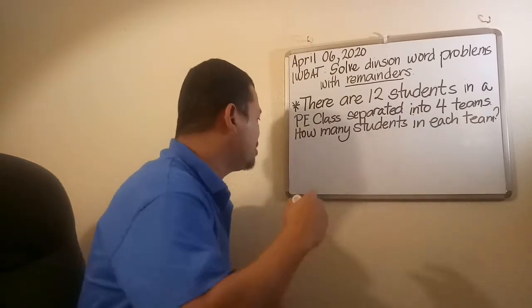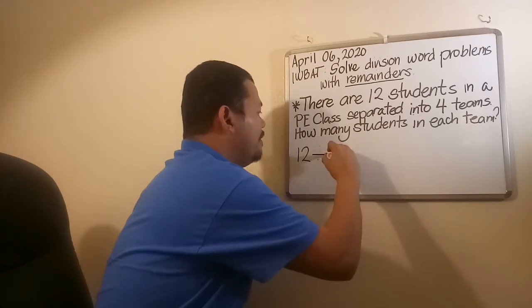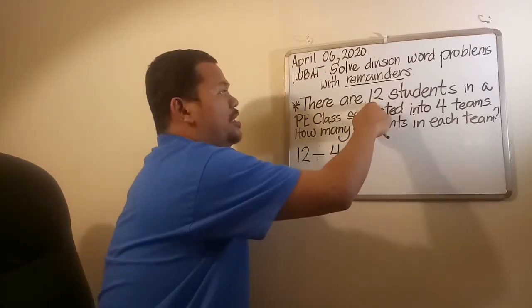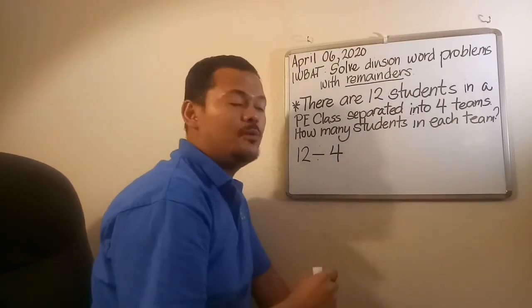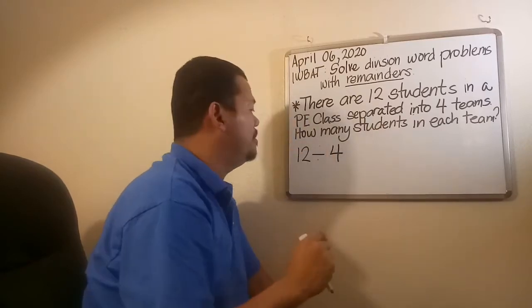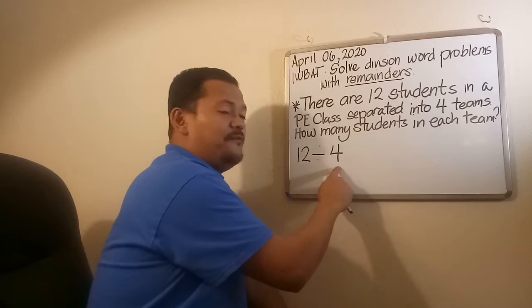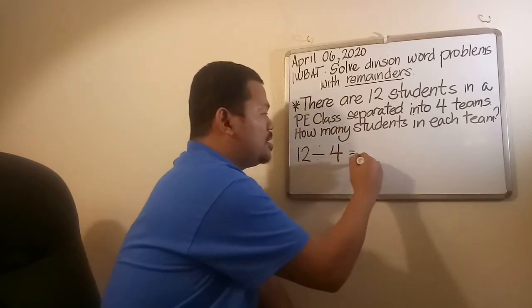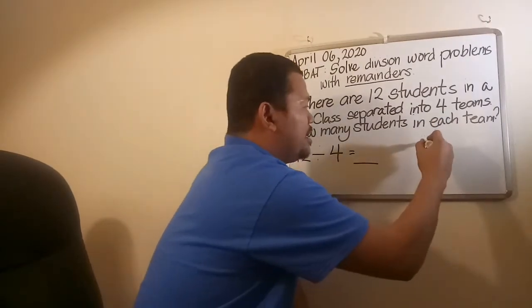Okay, so to write the equation, we get here 12 divided by 4 because we got here 12 students and we are going to divide them into 4 teams. We are going to find out how many students are there in each team. So we have this equation, 12 students divided by 4 teams equals, we are going to find out. So how many teams do we have? We got here 4 teams.